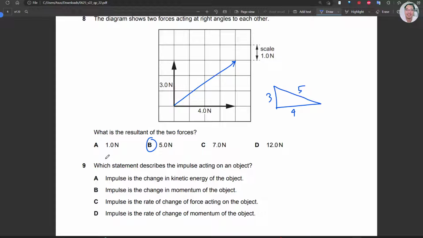This statement describes the impulse acting on an object. What is impulse? The force multiplied with the time that the force acts on the object, which is equal to the change in momentum of the object or the system.